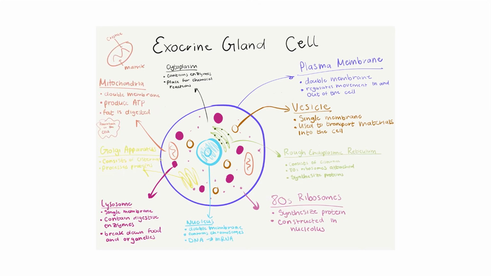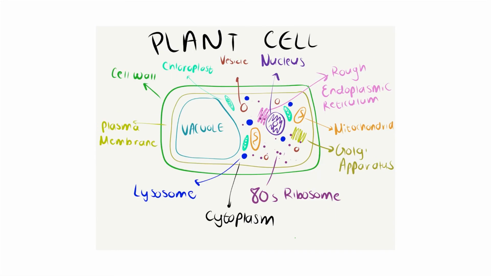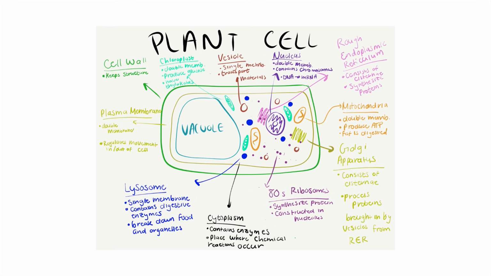Here are the functions of each of the organelles. You can just pause it here and take a look at the functions and try and remember them. The diagram should show the plasma membrane, the cytoplasm, 80S ribosomes, the nucleus, mitochondria, rough endoplasmic reticulum, Golgi apparatus, vesicles, and lysosomes. Here is a plant cell, and it's different to an animal cell because it contains chloroplasts and a cell wall. Here are the functions of the organelles in a plant cell.